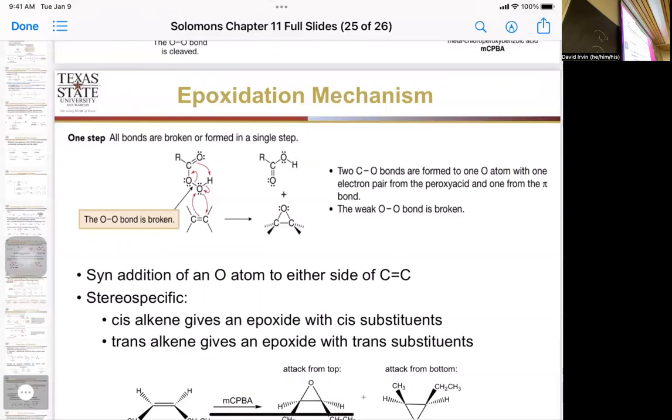Because of this, you only get one product, you only get the epoxide. So you're going to move 5 pairs of electrons all at one time, and you're going to end up with your carboxylic acid and your epoxide. Remember, oxygen-oxygen bonds are very weak, and we can use those. But this is not a radical reaction. This is a concerted nucleophile reacting with an electrophile.